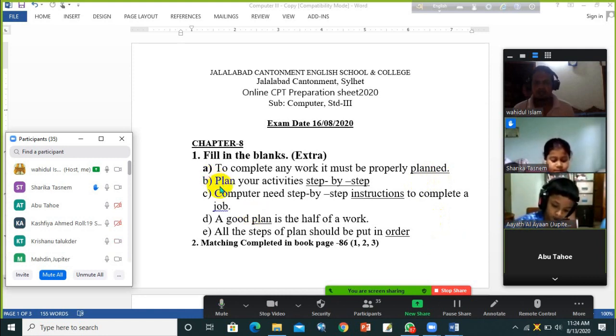Number two, plan your activities step by step. Number three, computer needs step by step instructions to complete a job. Number four, a good plan is the half of a work. Number five, all these steps of plan should be put in order.